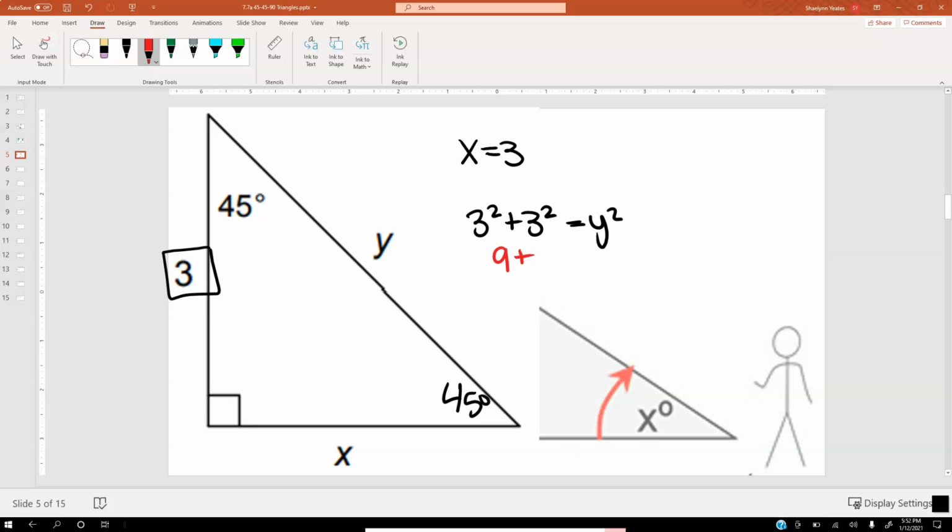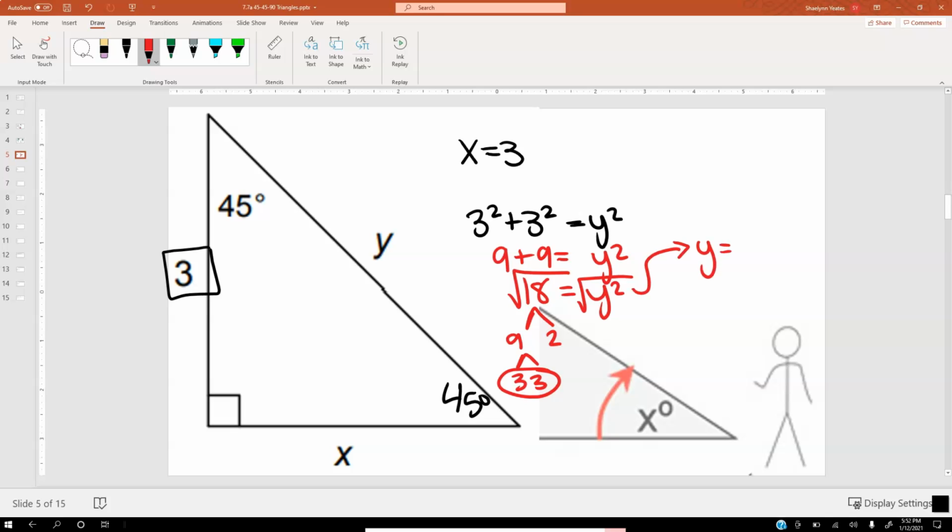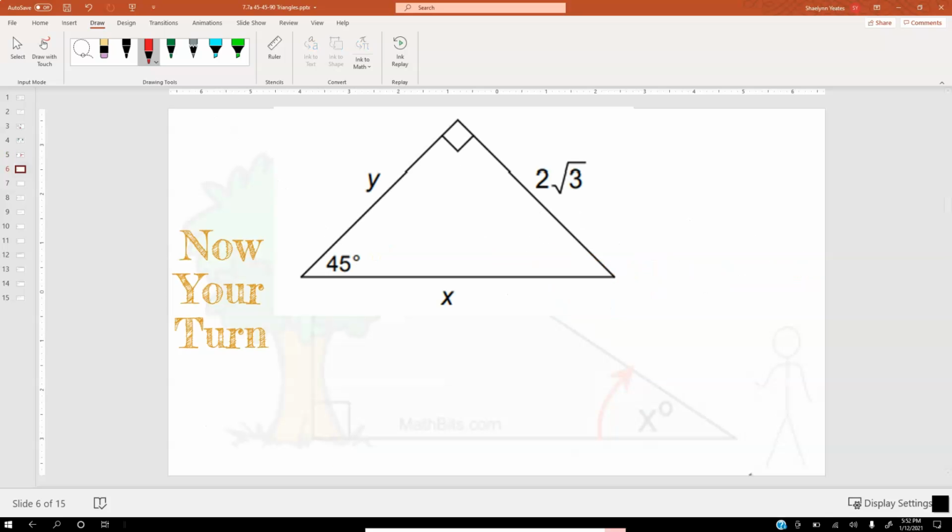So then I would end up with 9 plus 9 equals y squared. So I end up with 18 equals y squared. So I take the square root of both sides. And 18 is 9 times 2, and 9 is 3 times 3. We can pull out a 3. So this becomes y equals 3 square root 2. If you haven't figured out the pattern yet, I strongly encourage you to think about it a little longer.